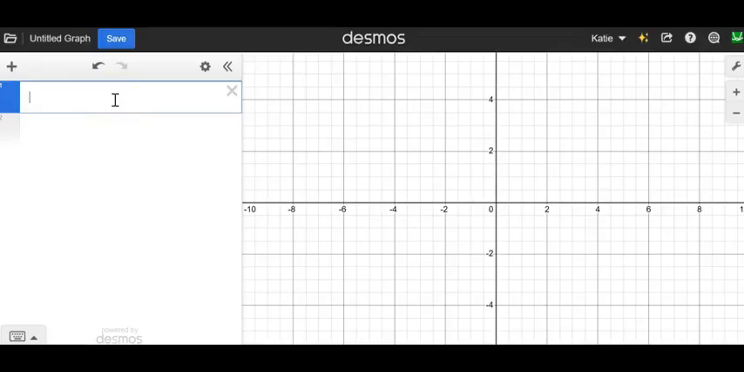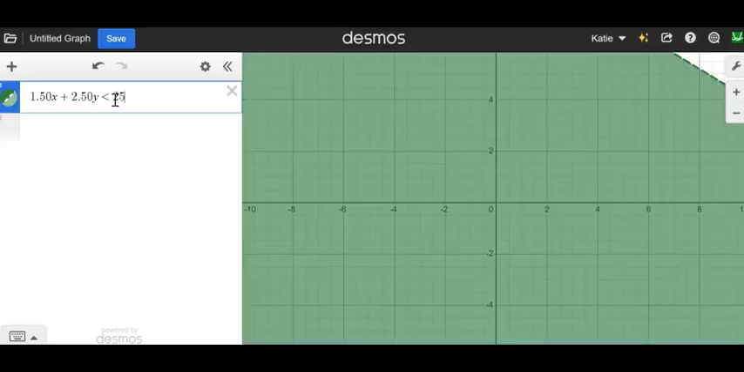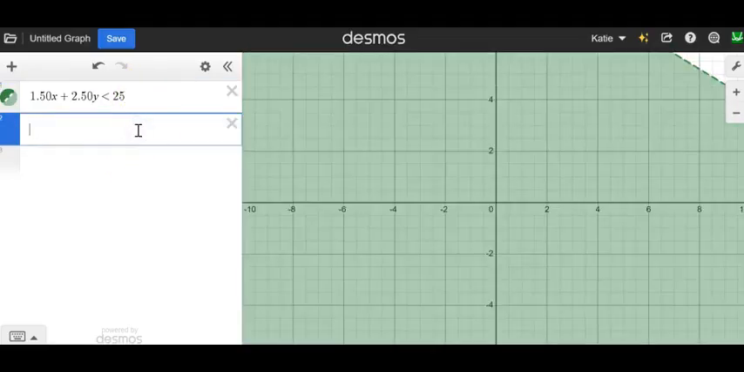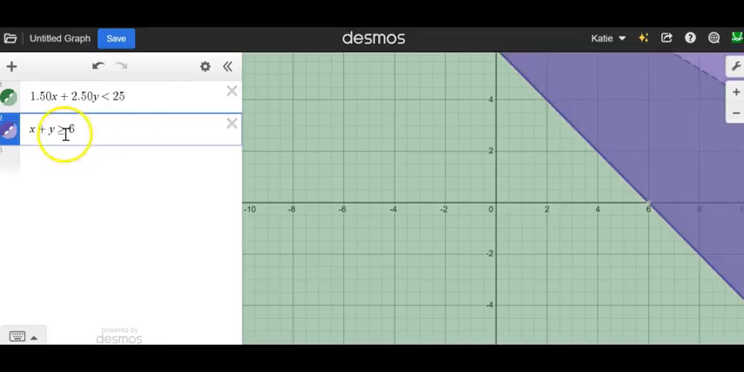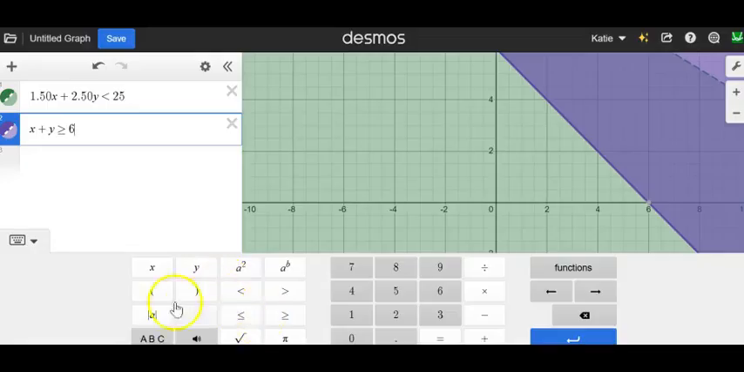Okay, and I'm going to type in my two equations. So I have 150x plus 250y has to be less than 25. All right. And this is nice because Desmos will show me what kind of line it should be. Should it be shaded? All right. And then my other inequality is x plus y has to be greater than or equal to 6. Now, to get that greater than or equal to part, all I did was type greater than and then equal to, and it changes it. You could also go to the keyboard and there's your less than or equal to, greater than or equal to. So either way, you'll get it.